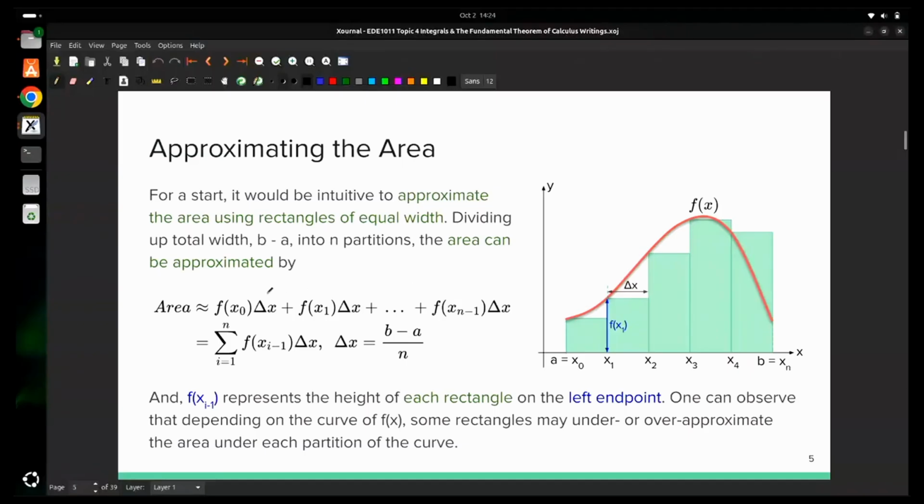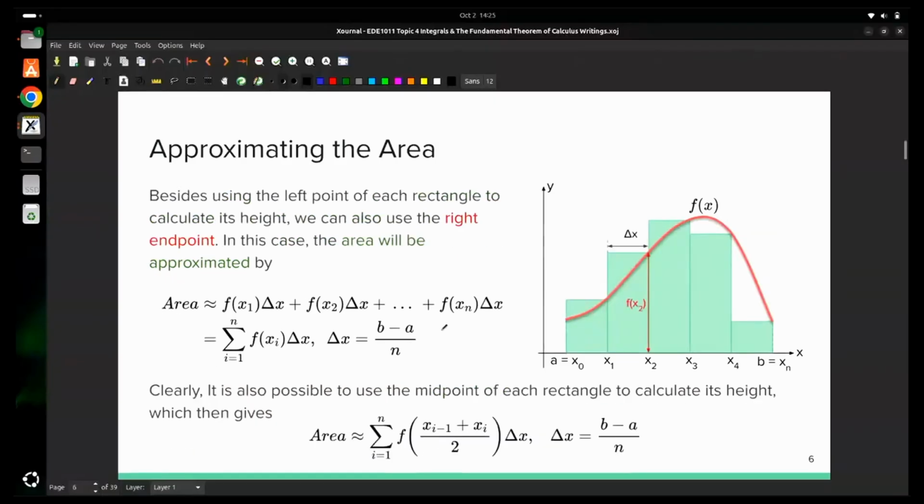So obviously I can sum them up using the summation symbol: f of x i minus 1 times delta x. Delta x is a constant in each term. So sum from i equals 1 to n, because altogether I have n rectangles. Is that okay? So therefore this is my area, or the crude approximation of the area. Any questions with this? Good.